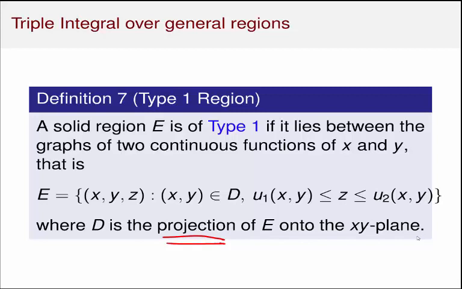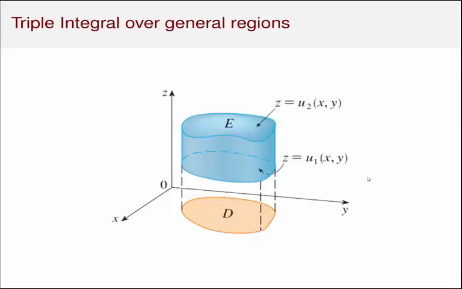Here's how we can visualize a type 1 region in space. So suppose the blue region here is the type 1 solid E. And suppose we put our eyes and view the solid from the positive z-axis. So imagine we have rays of light coming down from the positive z-axis. Then the shadow that we see on the xy plane of this solid will be the region D, which is the projection of the solid onto the xy plane.